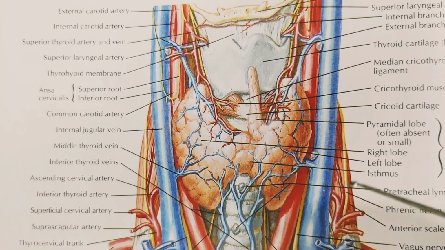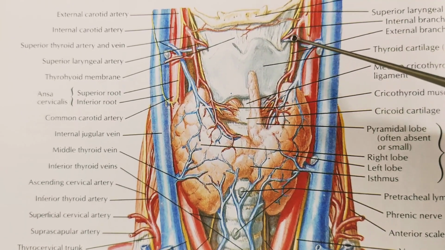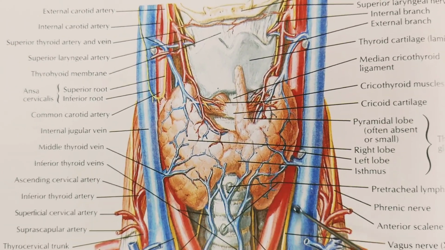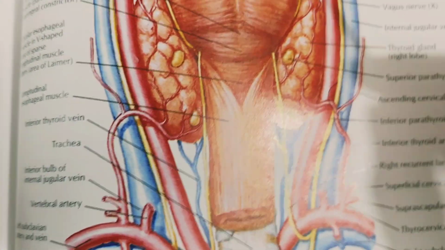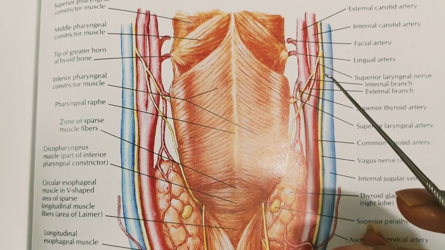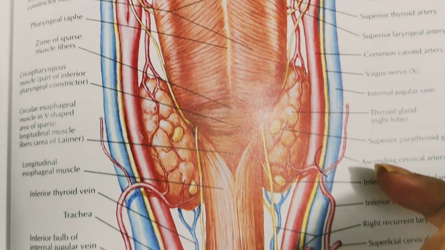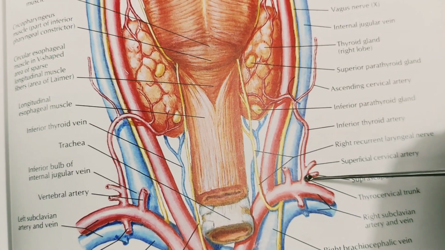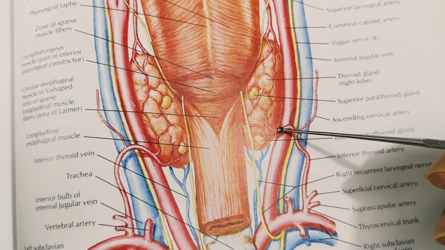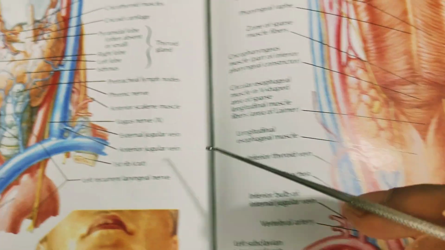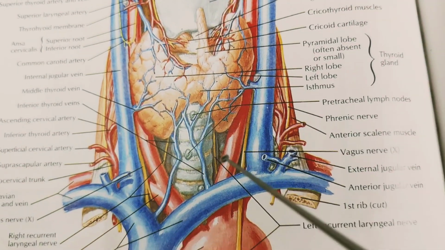Thyroid gland receives its blood from the superior part through the superior thyroid artery, from the inferior part through the inferior thyroid artery. Superior thyroid artery is the branch of external carotid artery, and the inferior thyroid artery is the branch of thyrocervical trunk. These two arteries supply the thyroid gland, but veins do not accompany the arteries.